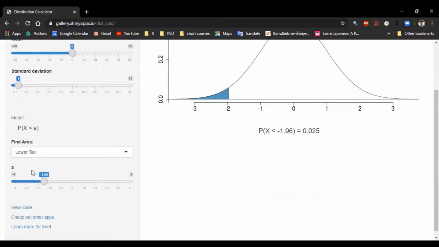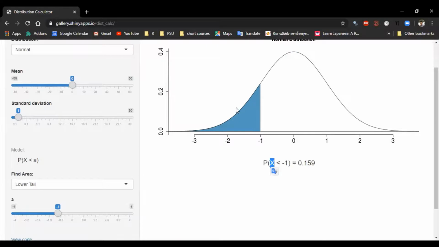We can change this value to be minus one. So see, we got 15.9%. We got the probability of the z score being less than minus one. Basically this means that the area under the curve at z score minus one is 15.9%.